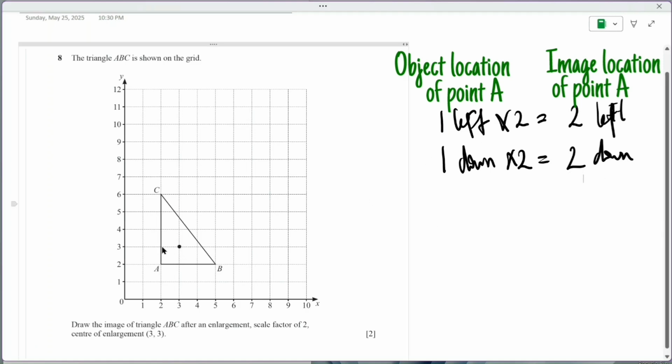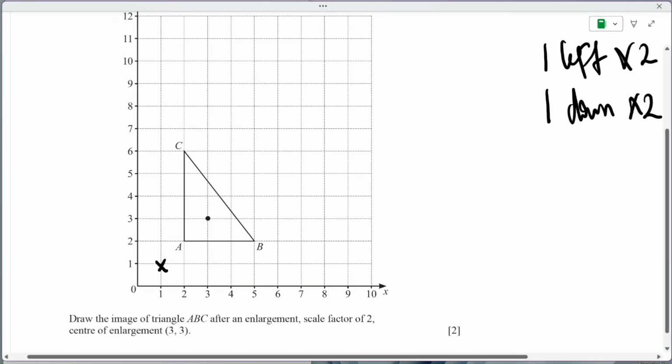This is the point. You move 1, 2. That's 2 steps left. From this point, you move 2 steps down. 1, 2. So A is on this point. So A is at x is 1, y is 1. So you mark the point. That's point A of the image.